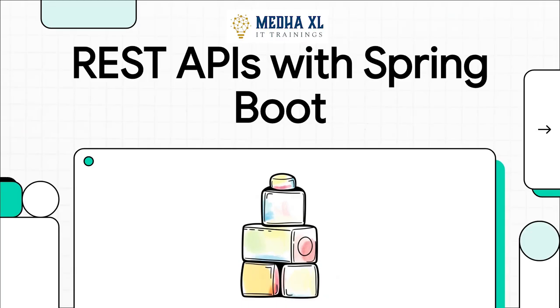Okay, so have you ever really stopped to think about how all the different apps on your phone and on the web actually talk to each other? Well, that's exactly what we're going to break down in this explainer. We're talking about how modern applications communicate using something called a REST API and how an amazing tool called Spring Boot makes building them surprisingly simple. All right, let's dive in.